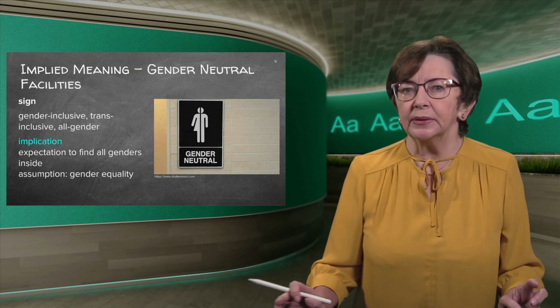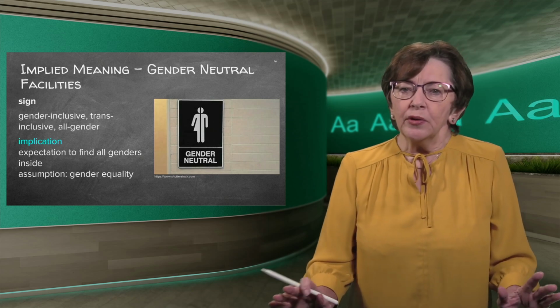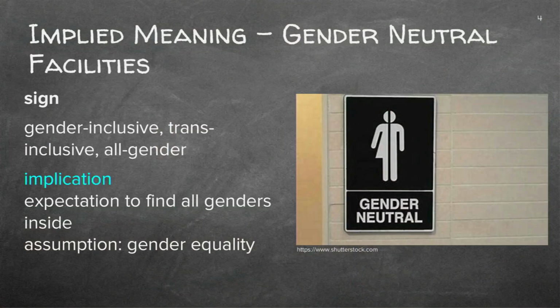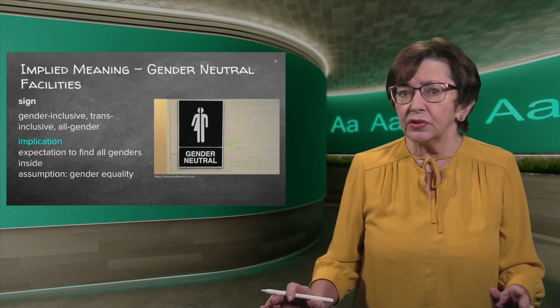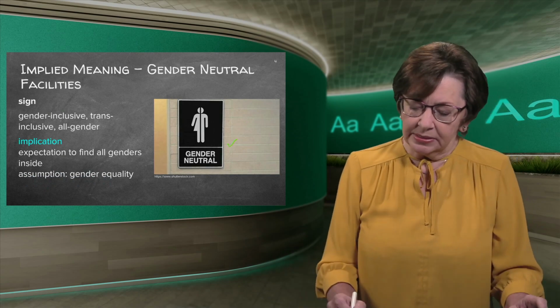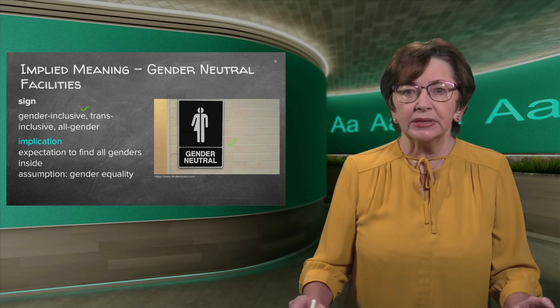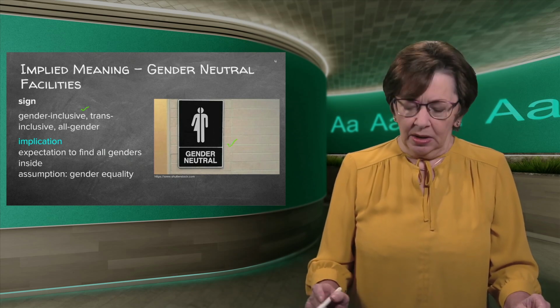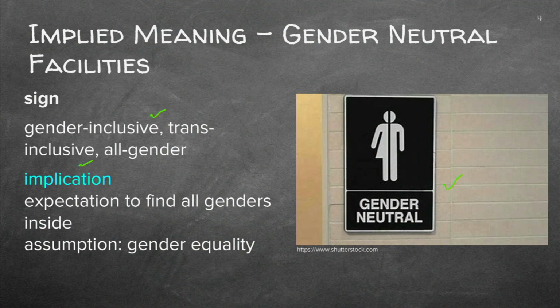Let's look at a few other examples. If you look, for instance, at general neutral facilities, as I said to you before, this is a sign, just like the picture of the rose would be the sign, right? Now, this sign is up against the wall. It says something. It has a literal meaning, with denotative and connotative meaning. So it says to us that it is gender inclusive. We can see that in the picture. That it's trans inclusive, that it is all gender.